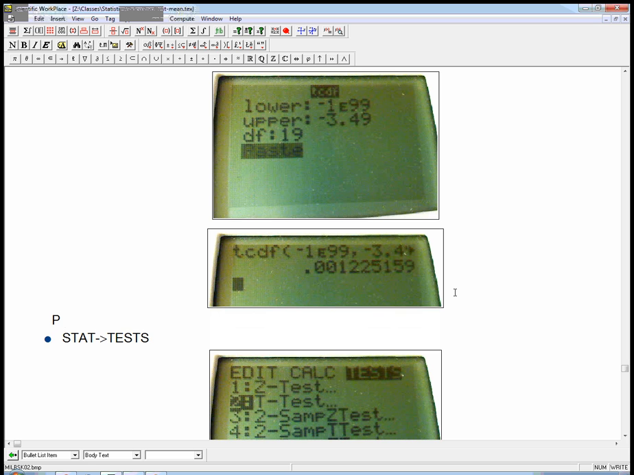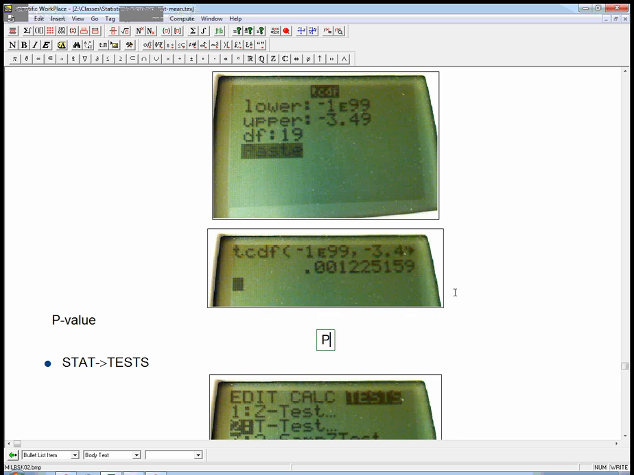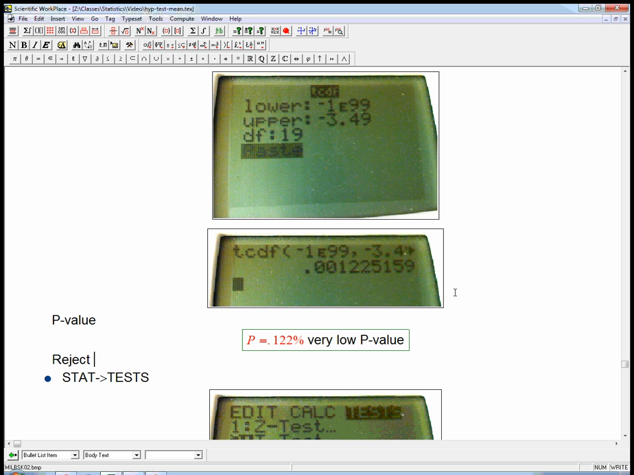Okay. So our p-value is 0.122%. That is very, very small. Okay. That's a very low p-value. And so what do we do? We reject the null. Not surprising given what we had seen from the confidence interval stuff.